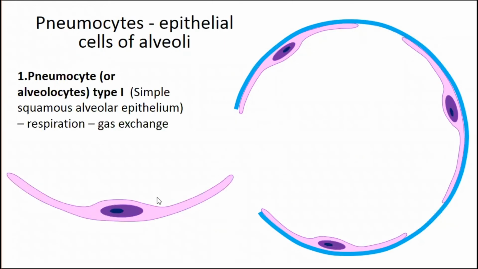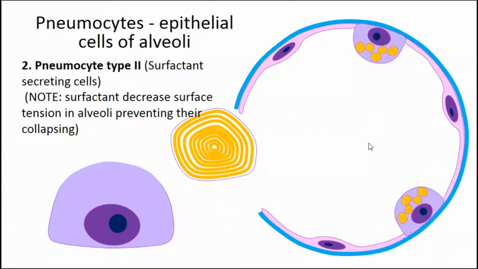So first type, pneumocytes type 1, it's simple squamous alveolar epithelium. You can see them here. They provide respiration, they provide gas exchange. They have very thin cytoplasm and gases pass through the cytoplasm. Oxygen goes to the blood vessels and carbon dioxide is released into the cavity of the alveolus. Type 2, pneumocytes type 2, they are surfactant secreting cells and they produce special surfactant.